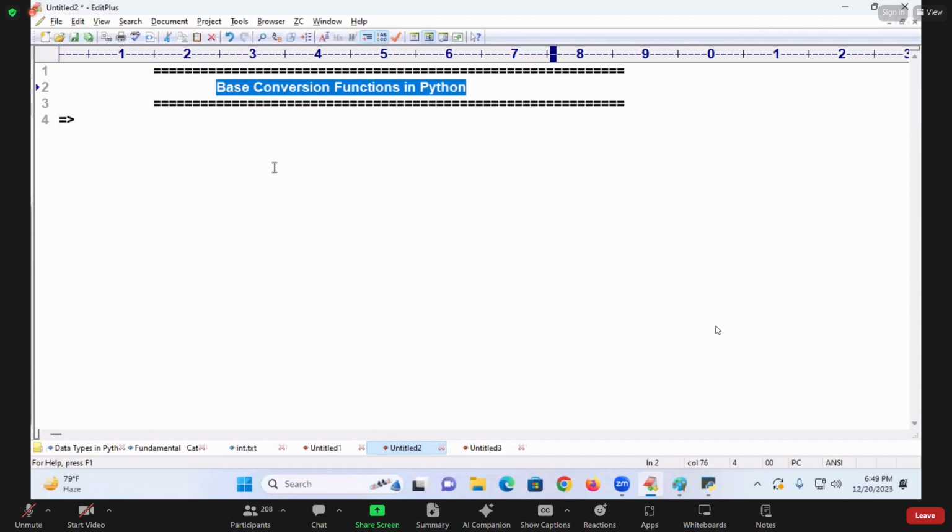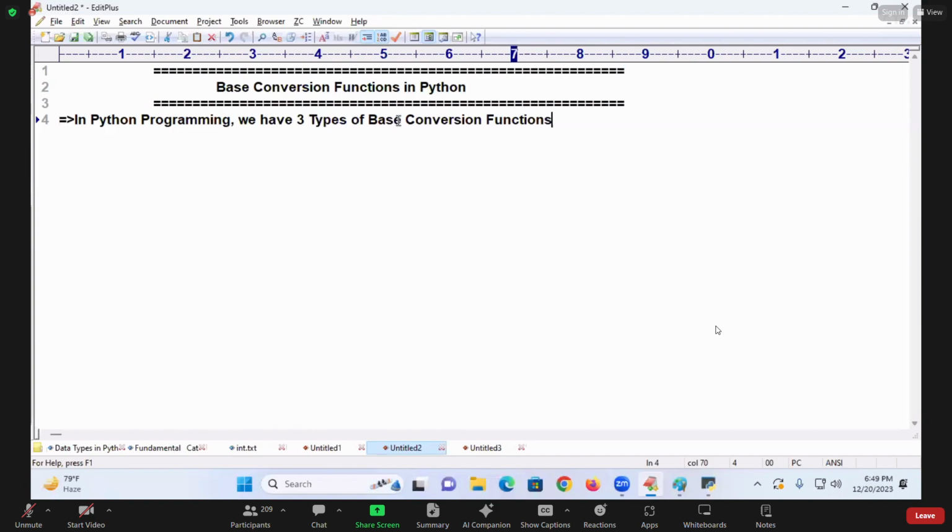Still, for the sake of the notes and programming, I'm going to say, in Python programming, we have three types of base conversion functions. What is the first function? Bin off. Already you have done it. Second one is oct off. Third one is hex off. These are the three functions.